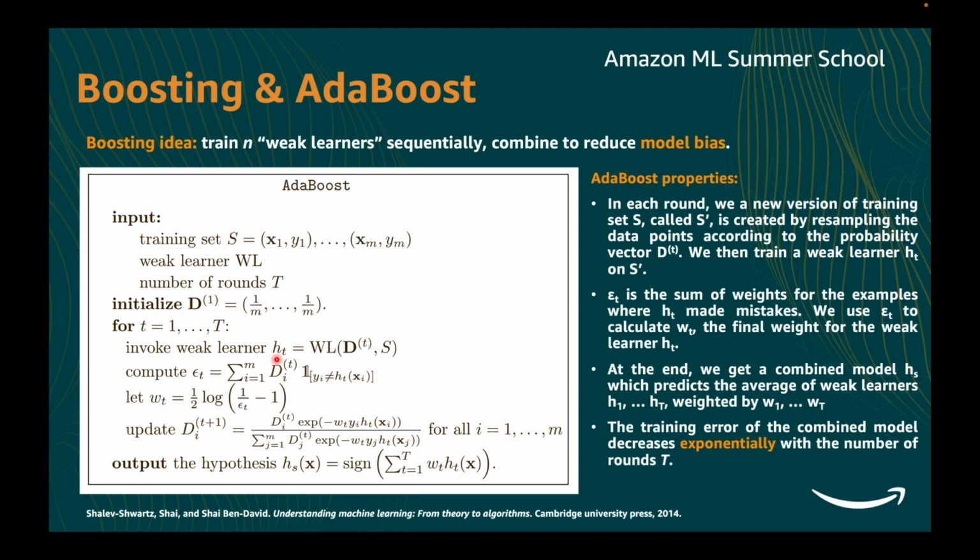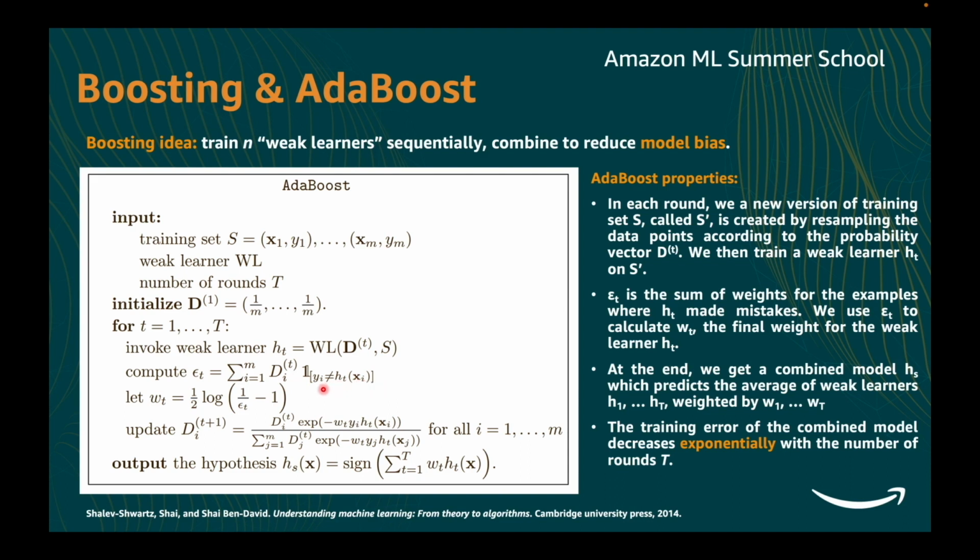Now H of t is a model which has some accuracy. It's trained on a resampled version of the training data. It has some accuracy, right? So you compute epsilon t, which is the weighted sum of all the errors made on the training data by this model.